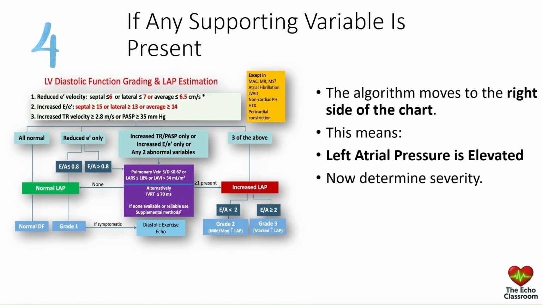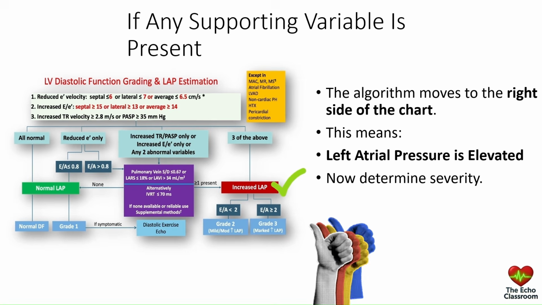Now let's talk about step 4, which is interpreting the results. At this point in the chart, we're trying to answer one key question. Is the left atrial pressure elevated or not? To determine that, the ASE chart asks us to look at additional supporting variables in the purple box. These include things like the pulmonary vein S/D ratio, LARS, LAVI, and IVRT. These measurements help us confirm whether the filling pressure in the left atrium is elevated.